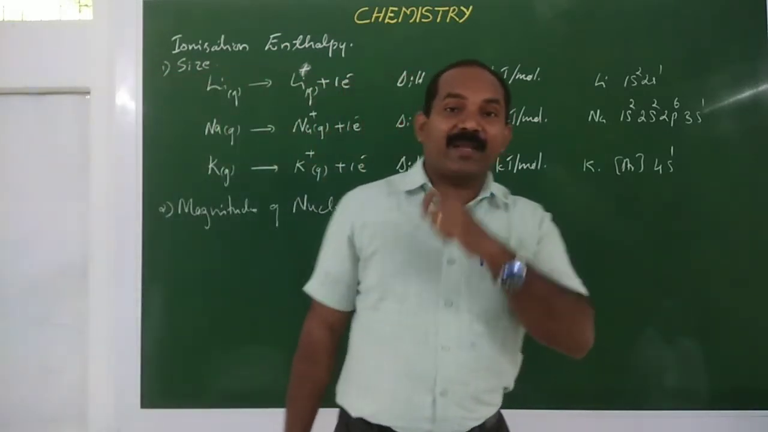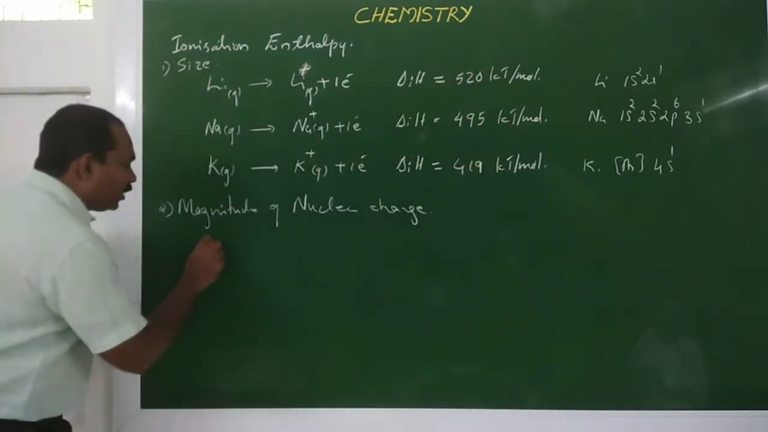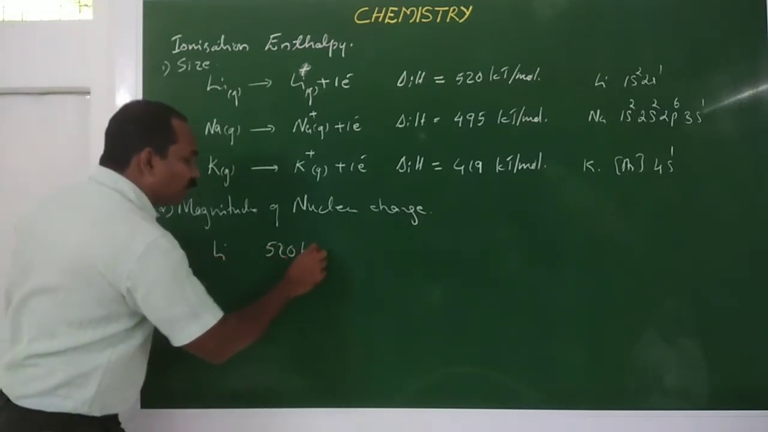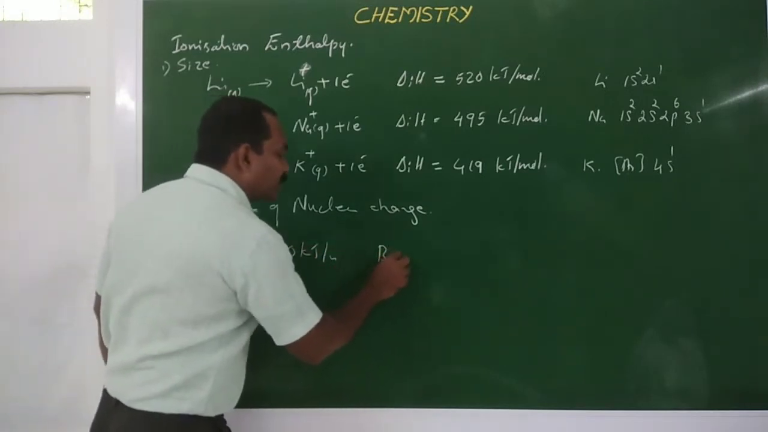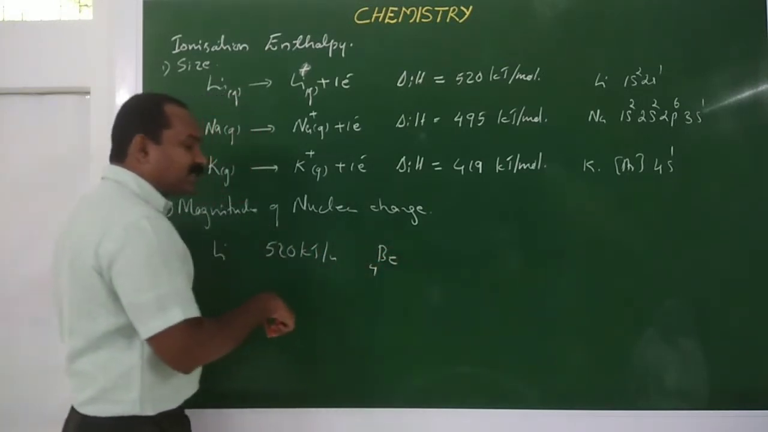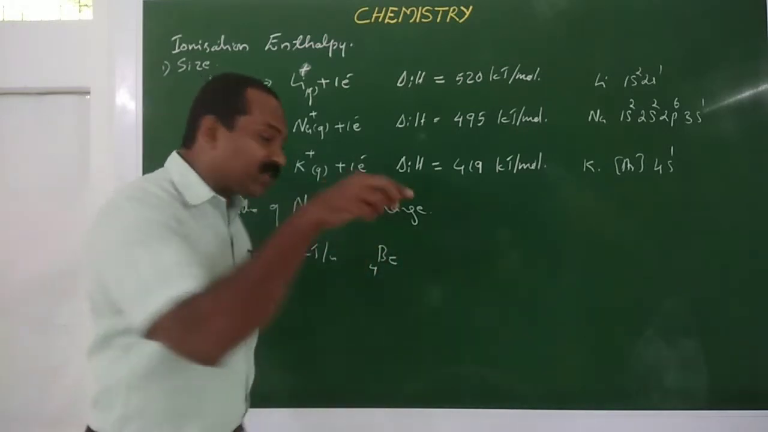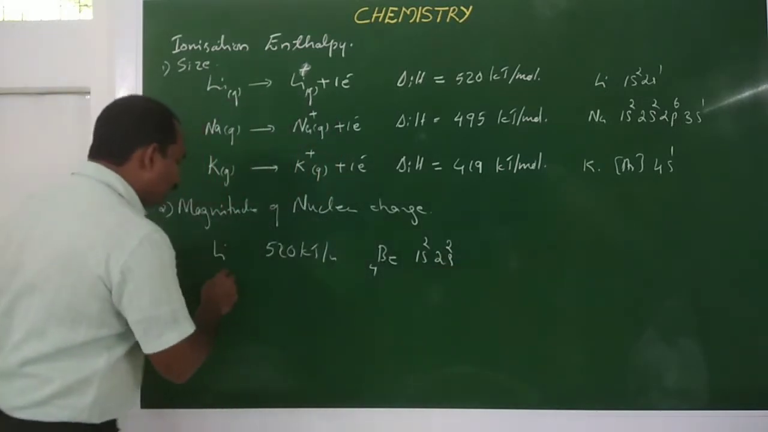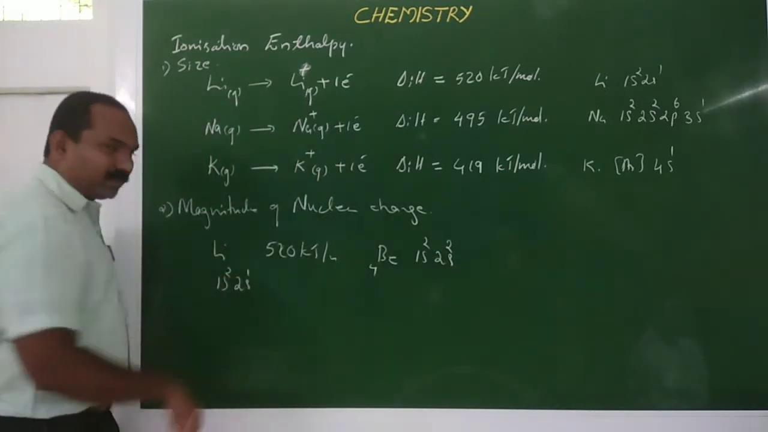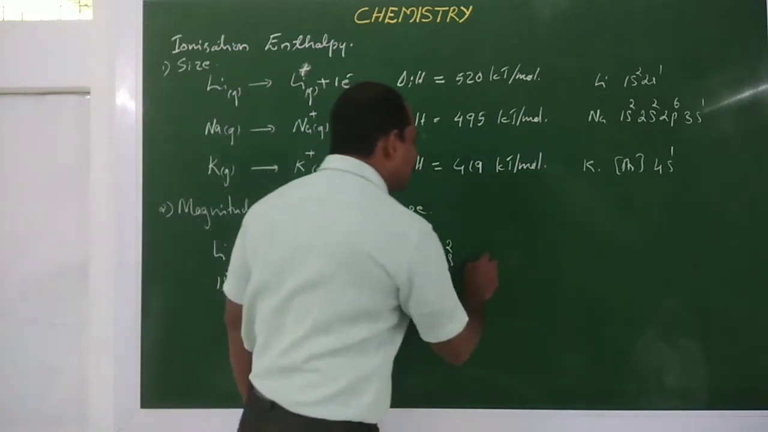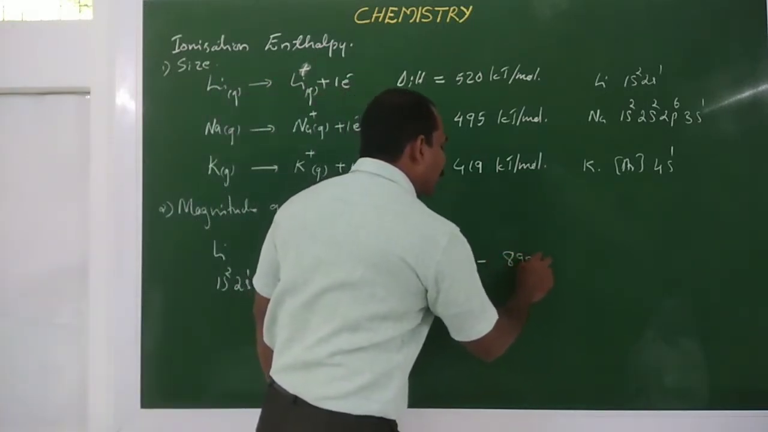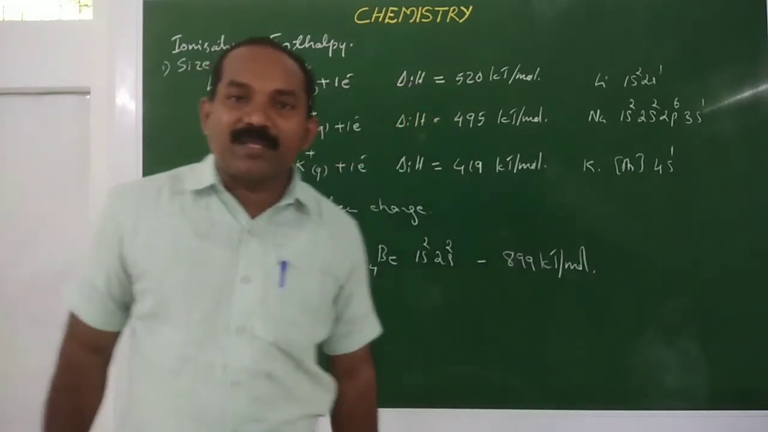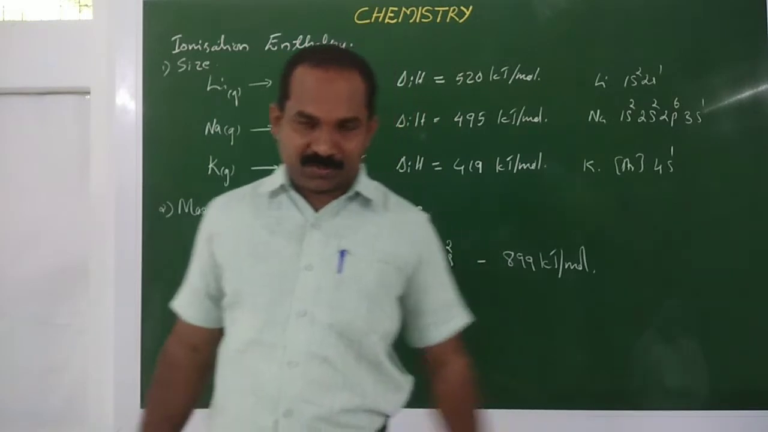Beryllium is 899. Why? In the case of lithium, it is 520 kilojoule per mole. In the case of beryllium, with atomic number 4, nuclear charge increases and the electron is added to the same shell: 1s2, 2s2, whereas lithium is 1s2, 2s1. Nuclear charge increases, so the ionization enthalpy also increases. Ionization enthalpy increases by increasing the nuclear charge.